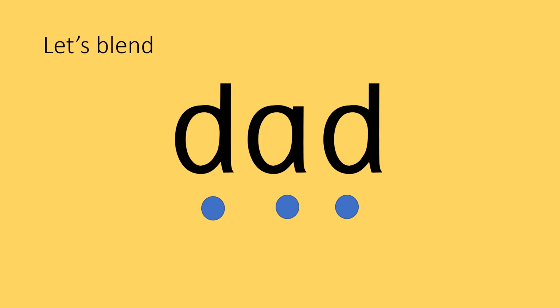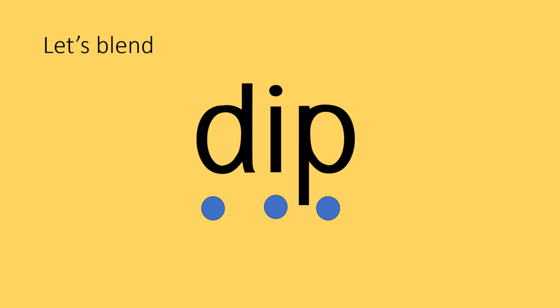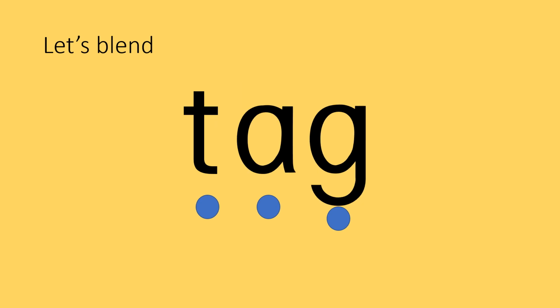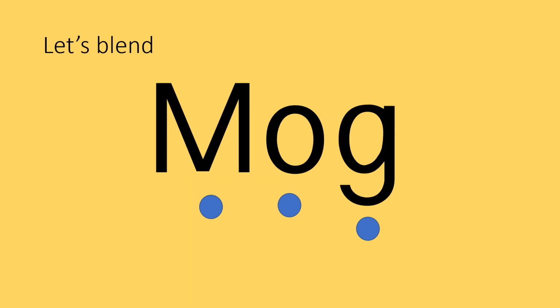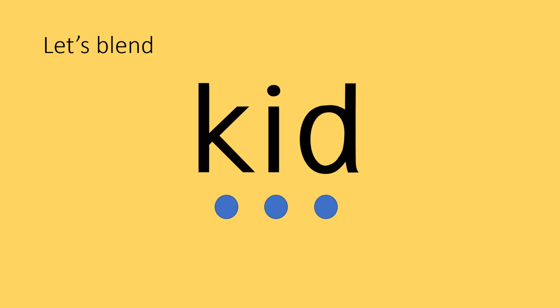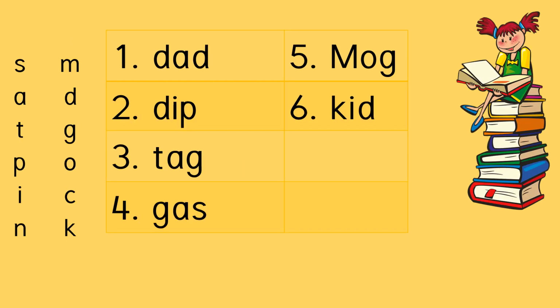Right, let's do some blending with some of our new sounds from this video. D, a, d. Dad. D, ip, dip. T, a, g, tag. G, a, s, gas. M, og, Mog. That one's got a capital letter because it's a name. K, id, kid. And they're all up on the screen there for you to have a go at reading. So again, this is a good time to pause the video and practice your reading.